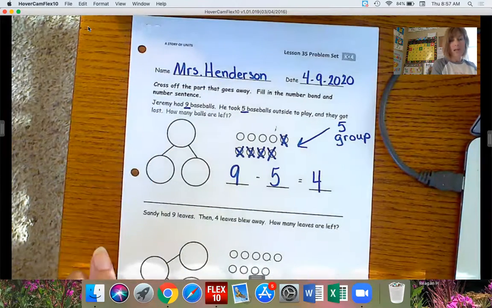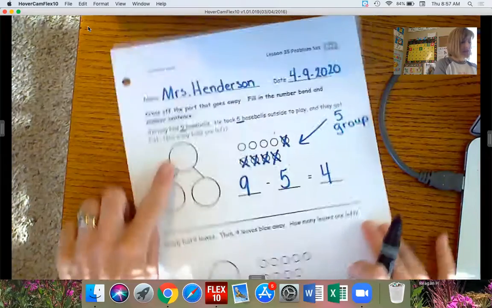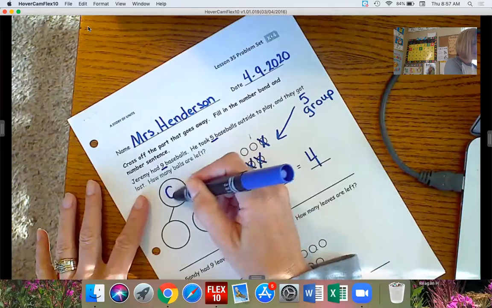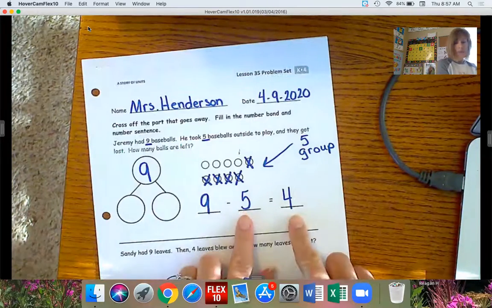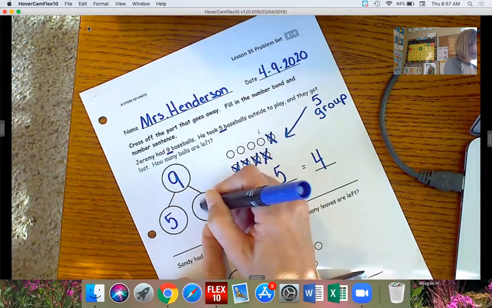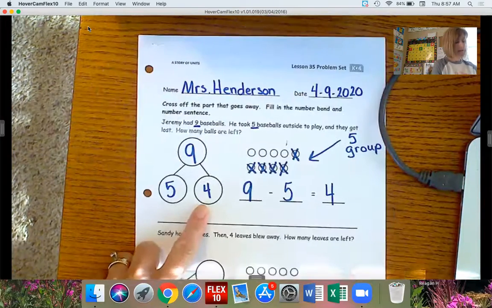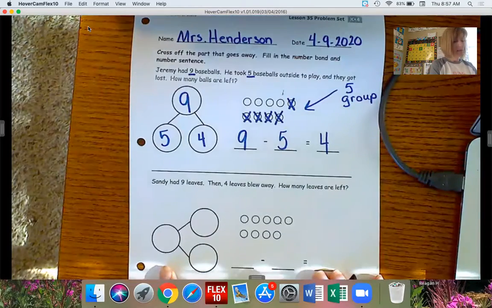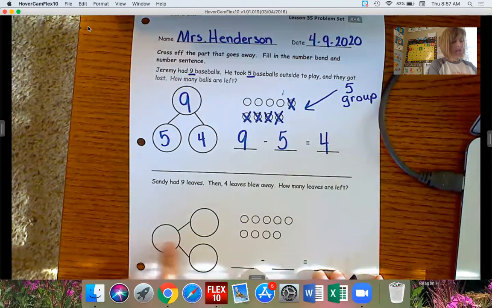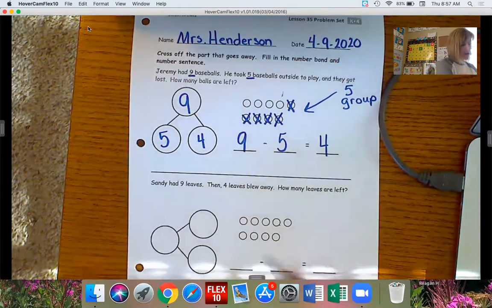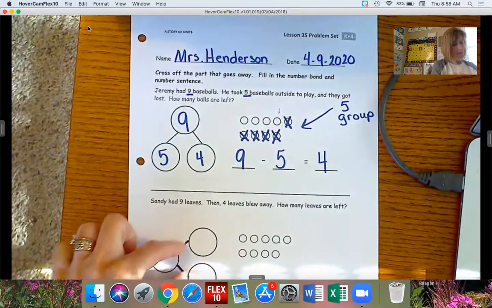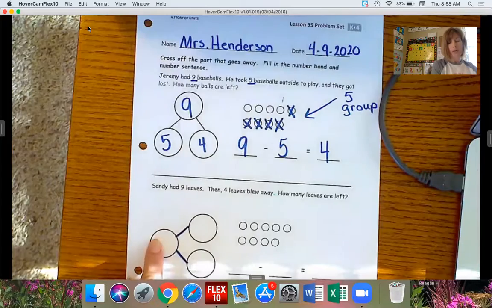And then we have to fill in our number bond. Okay, so the whole number, the 9, the amount of baseballs there are, goes up here, 9. And then these are the parts. 5 went away, 4 are left. Okay, now look at this number bond down here. It's just turned differently, and that sometimes confuses the kids, but it's just turned differently. So we still know, we look for these, we call them number paths. Okay, so where the 2 number paths lead, that's where you put that whole number at.